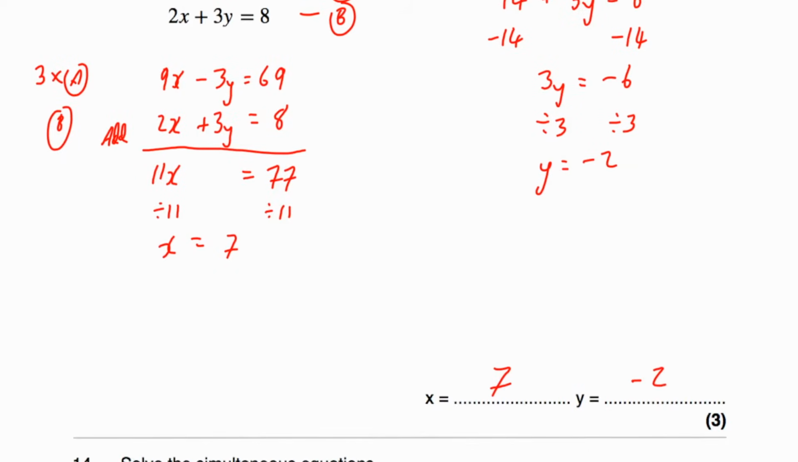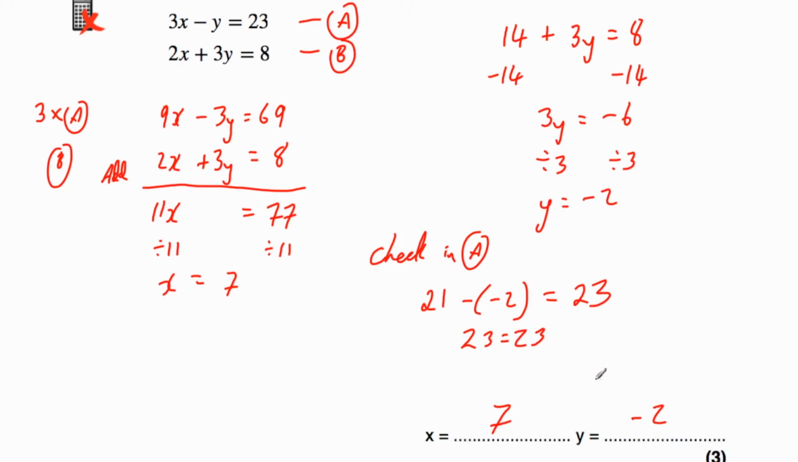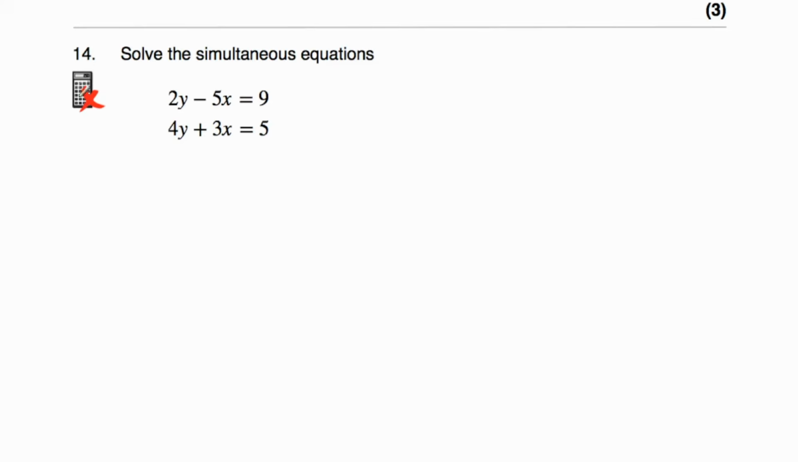And that's it. And we can check our answer. Let's check in equation A. So check in A and see what we get. So we've got 3 times x, that's 3 times 7, which is 21. We've then got minus whatever y is, which is minus 2. So we've got 21 minus minus 2, and that should hopefully be equal to 23. So 21 minus minus 2, that's the same as adding 2, so that's 23 equals 23, and that's it. Fantastic.